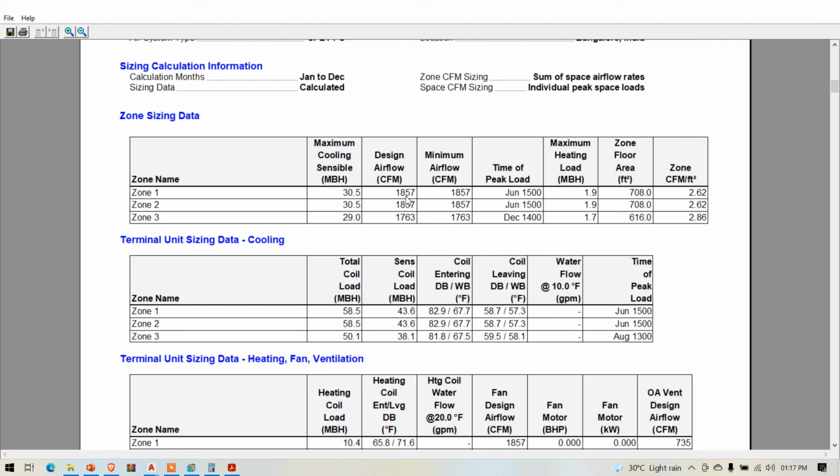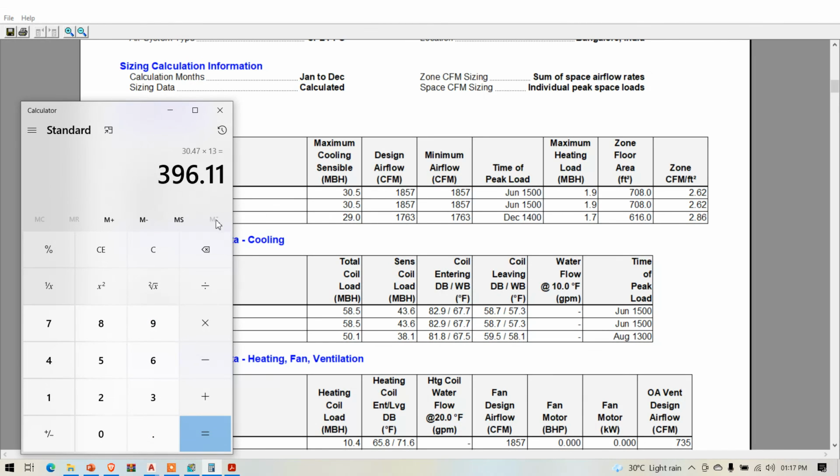If you want TR, 1 TR equal to 400 CFM, as we discussed in the previous classes. I gave the unit conversions. 1 TR equal to 400 CFM. Now for zone number 1, means space classroom number 1, here we are getting the total CFM of 1857. If you want in terms of TR, divide by 400, 1 TR equal to 400 CFM.